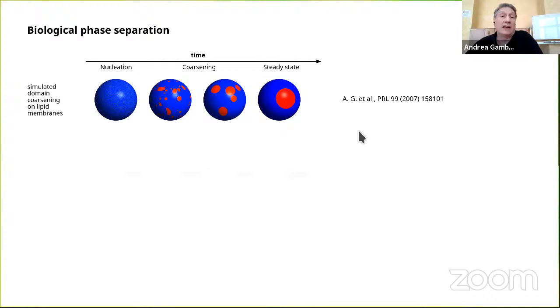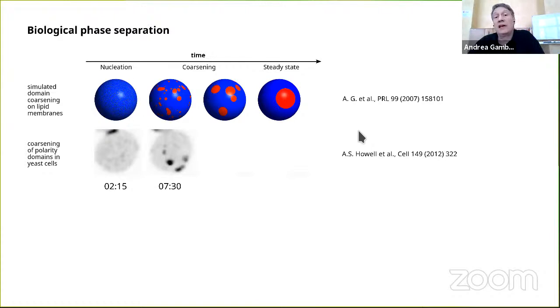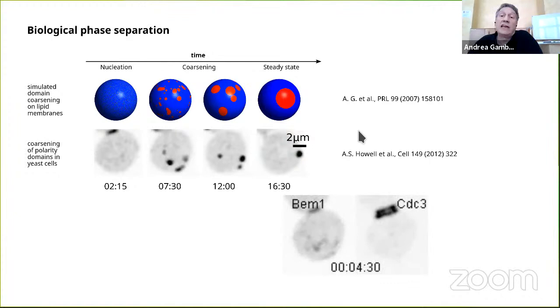We can see this here in experimental images of a yeast cell, where enriched domains are forming initially as small bright spots, and then they grow and compete for the finite molecular pool. In the end, you are left with a single domain surviving. This can also be seen here in real time. And this is, of course, a very fascinating process.